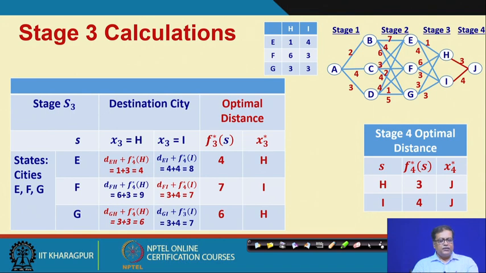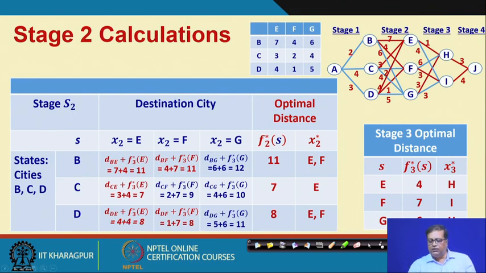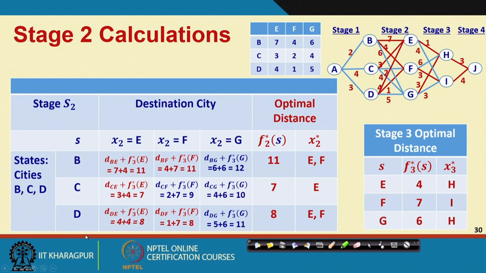Having found the optimal decisions for stage 3, again look here, we noted down the stage 3 optimal decisions and which are also indicated in this plot. Now, we have to go from the stage BCD to EFG. For these calculations, again we make use of these optimal values which are 4, 7 and 6, adding the respective distances.